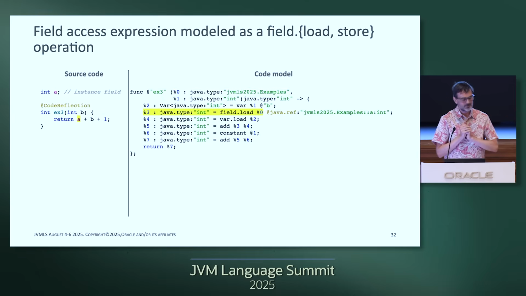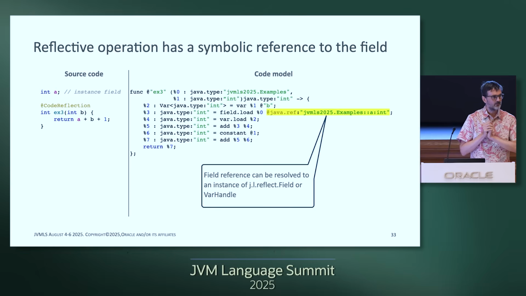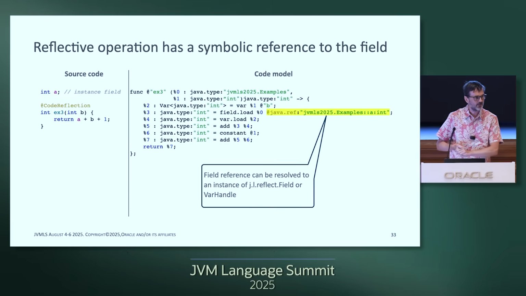You also notice now there's a field load expression. So this is our first reflective operation. The field load says, well, I've got to load the field A from this, but I've also got to describe the reference to the field. So what the reflective operations will see, we have references to the thing it needs to refer to.